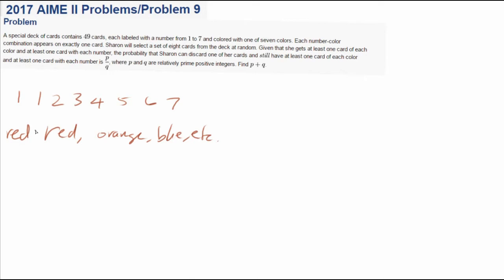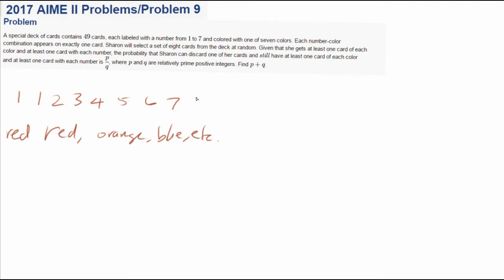Since the probability P over Q of being able to discard a card and still have one card of each color and one card of each number is the same no matter which duplicate number or color she has in her hand, we're just going to say, without loss of generality, that she has 2 ones and 2 reds in her hand. So now we have to find the probability that after she discards one of her cards, she still has at least one card of each color and one card of each number. So let's think about this.